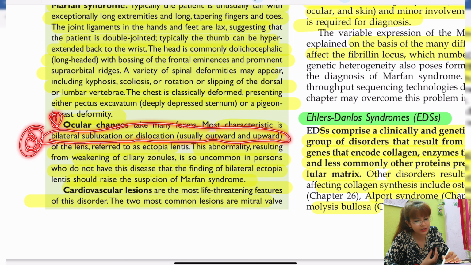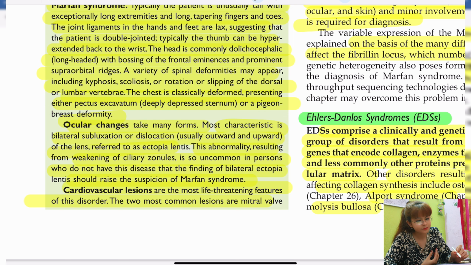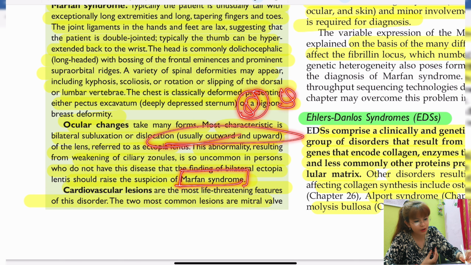Very important point: upward and outward displacement, known as ectopia lentis. This abnormality, because of the weakening of the ciliary zonules, is uncommon in persons who do not have this disease. The finding of bilateral ectopia lentis should raise the suspicion of Marfan syndrome. This is a very important point.